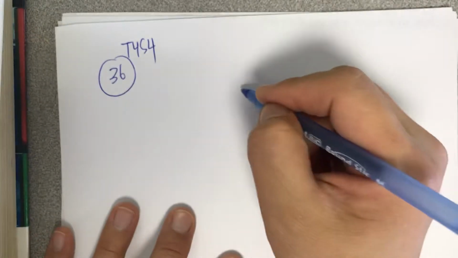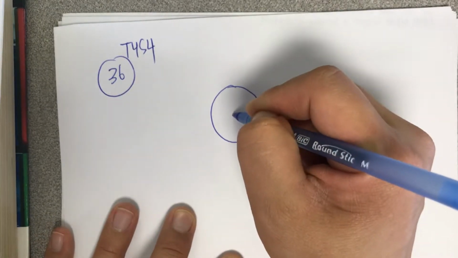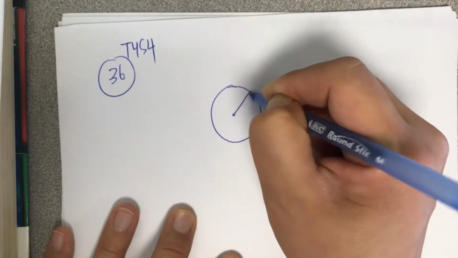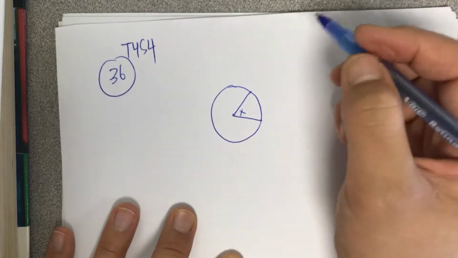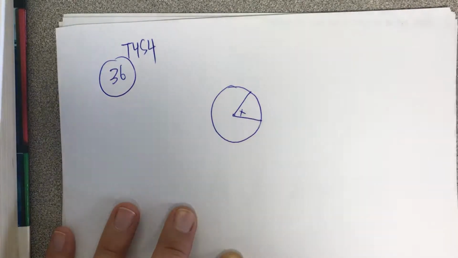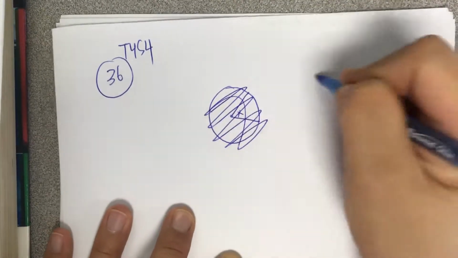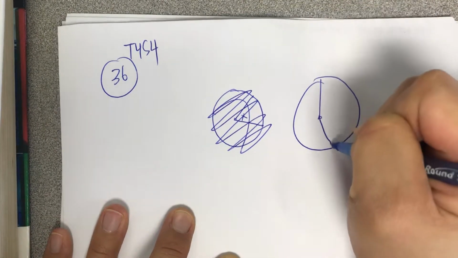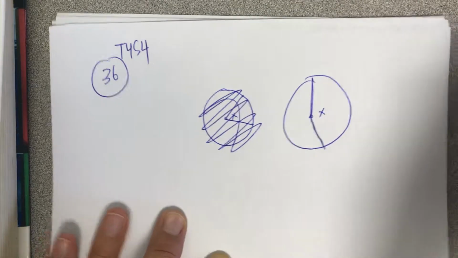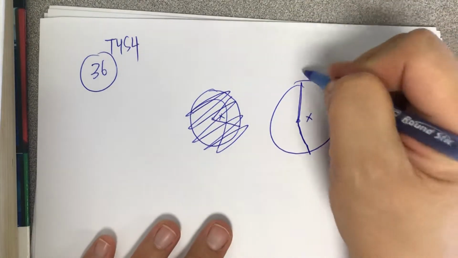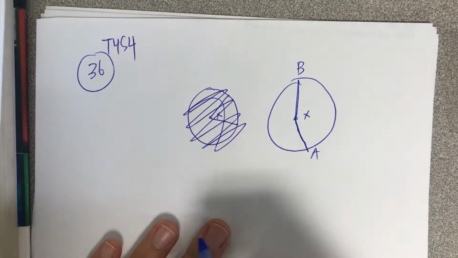For number 36, here is circle O, and it tells you that there is an X right here. By the way, it says figure not drawn to scale. So technically I should redraw this to look like something that it doesn't look like, okay? And they say this is B and this is A.